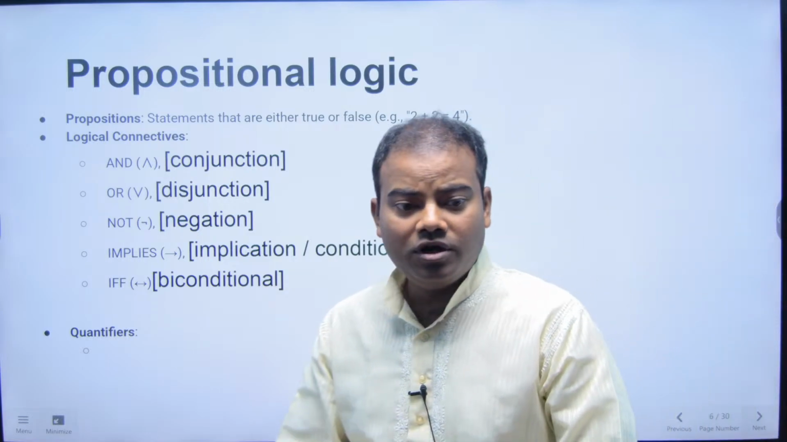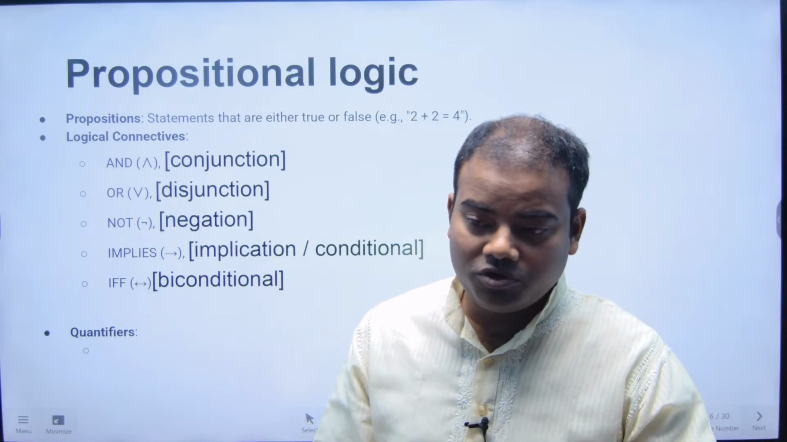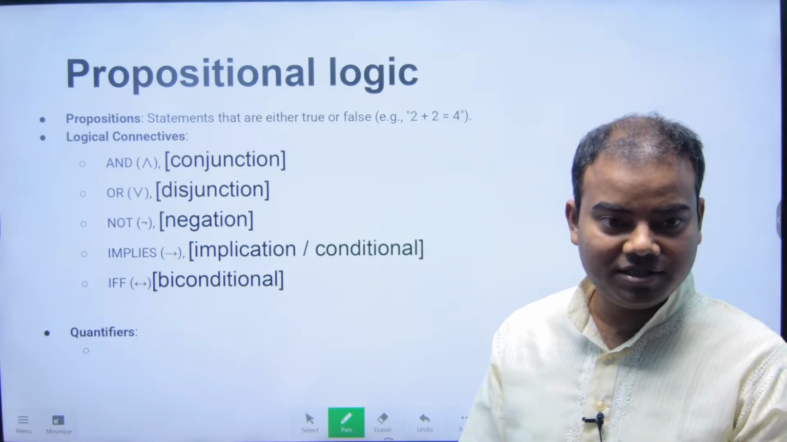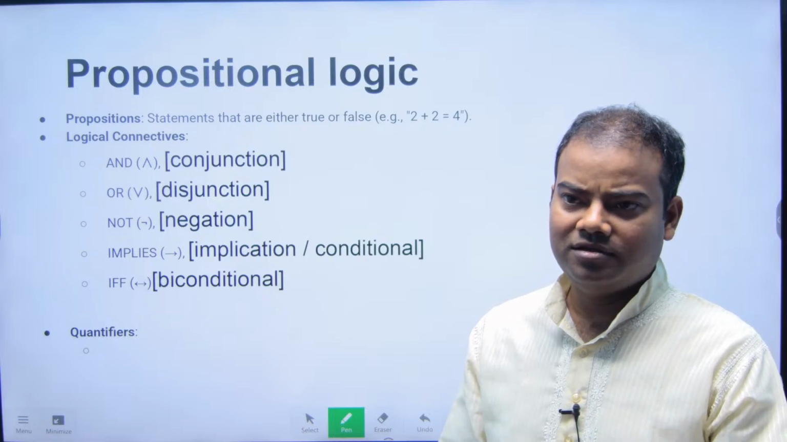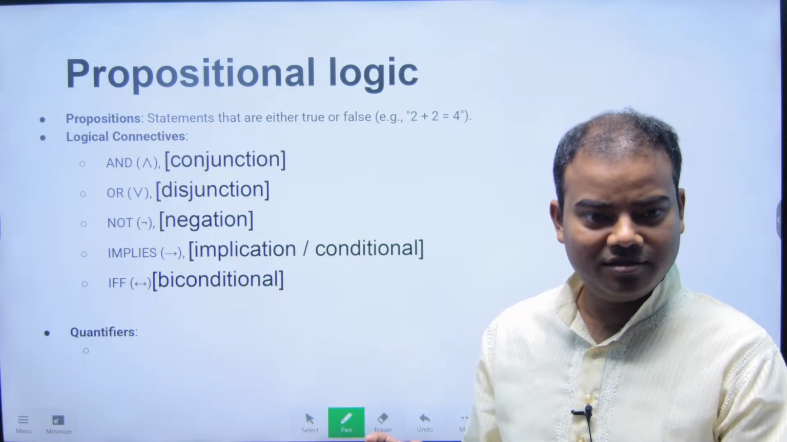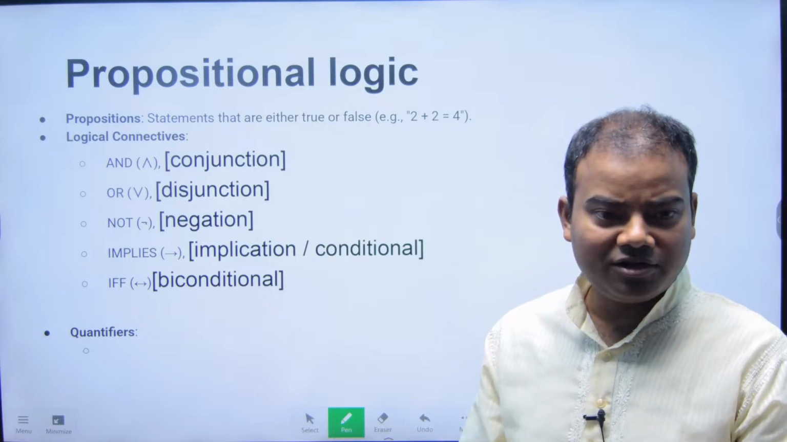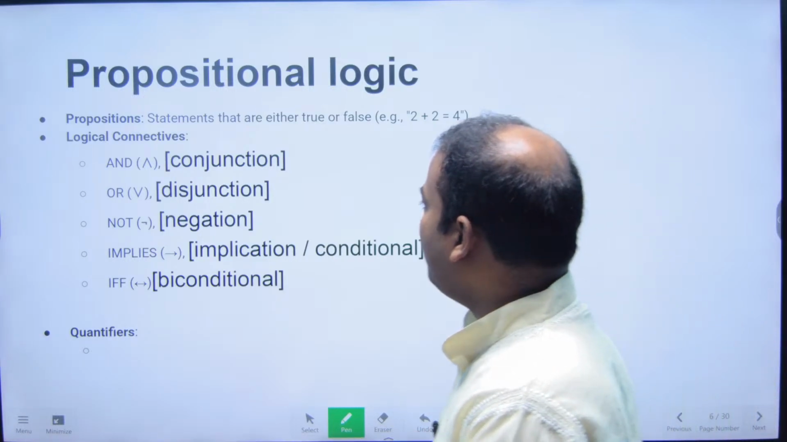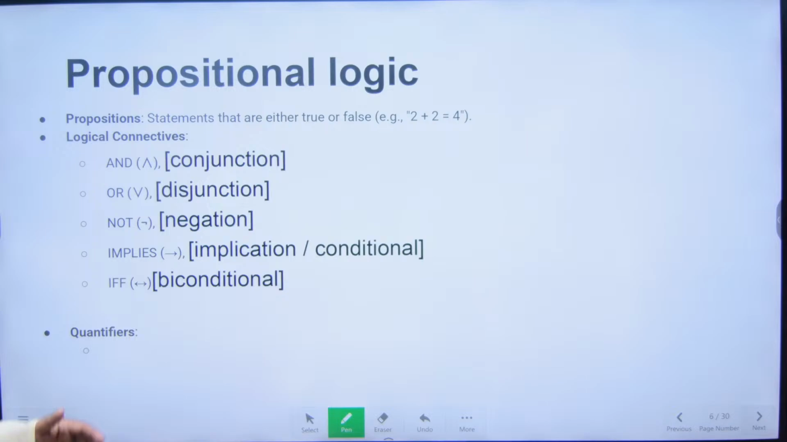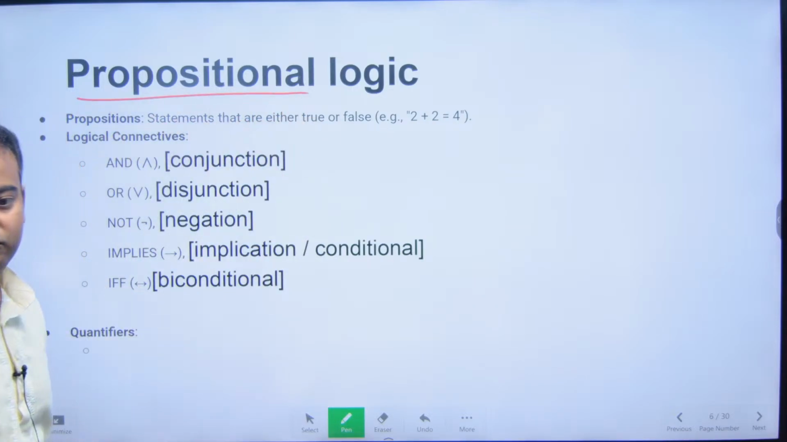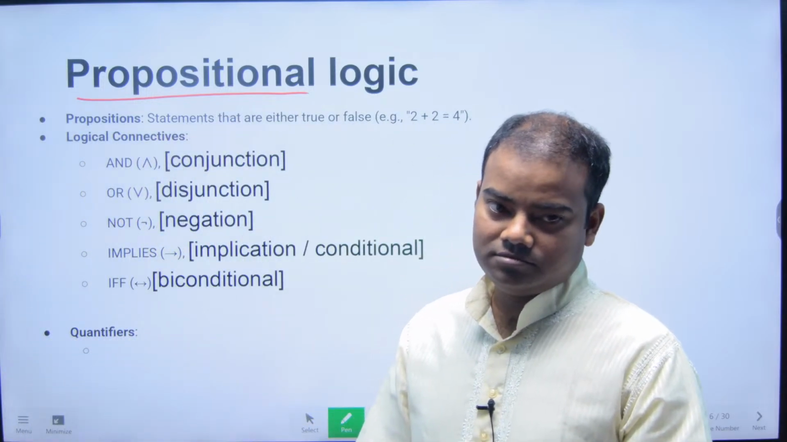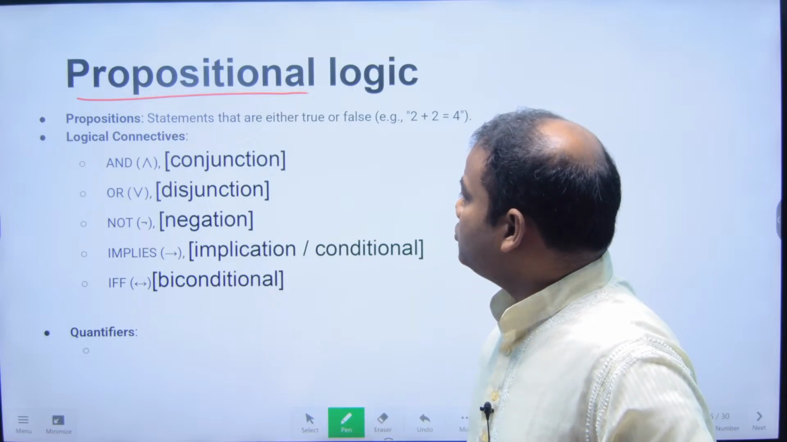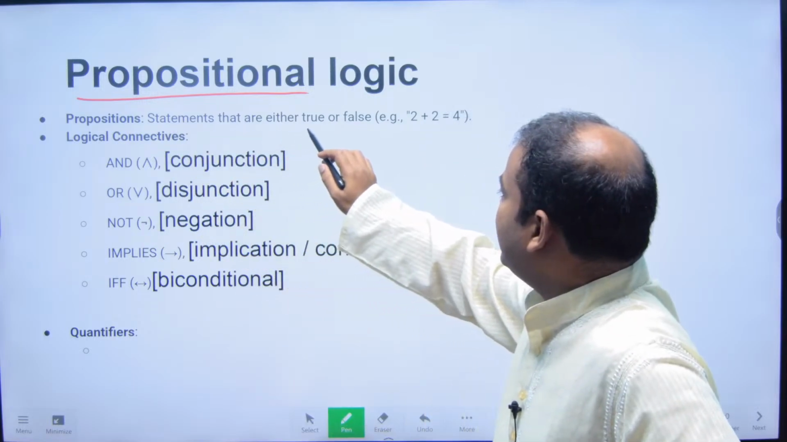Probably both of you have done digital logic. Digital logic means and, or, not. These things you have done in the digital electronics part. So here also we use them. First we go through the proposition. What is a proposition? We have already known what a proposition is: any statement having a truth value. Clear? So here it is written, statements that are either true or false.